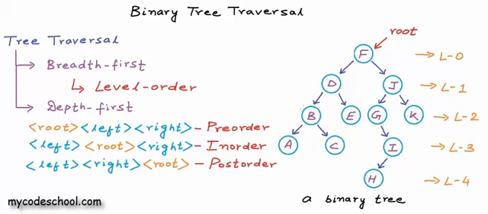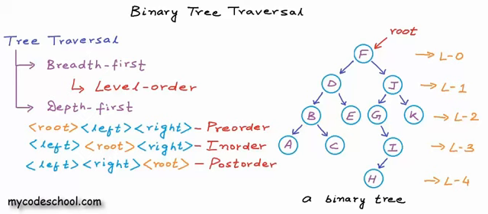In total, there are 6 possible permutations for left, right, and root, but conventionally, a left subtree is always visited before the right subtree. So these are the 3 strategies that we use. Only the position of root is changing here. If it's before left and right, then it's pre-order. If it's in between, it's in order. And if it's after left and right subtrees, then it's post-order.